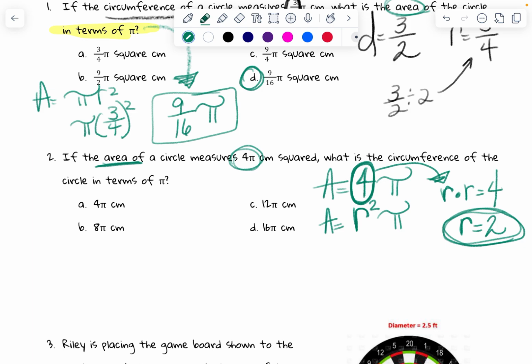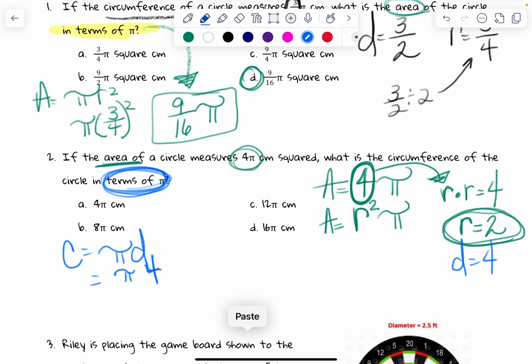Now, it wants to know the circumference in terms of pi. C equals pi times the diameter. So if r is 2, d is going to be 4. So this would be pi, and this d would be 4. And then when we write it in terms of pi, we have to put the pi at the back. We're going to use 4 in the front and pi at the back. So in terms of pi, it would be 4 pi.